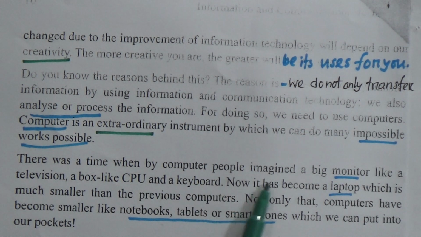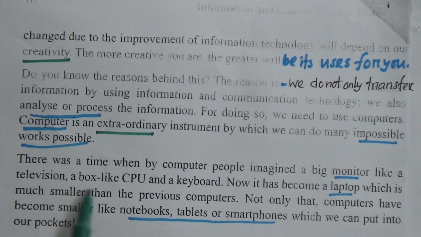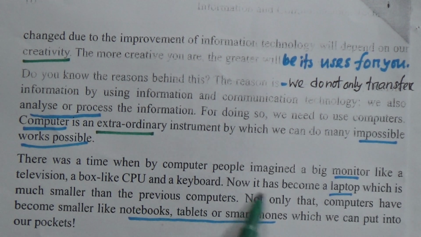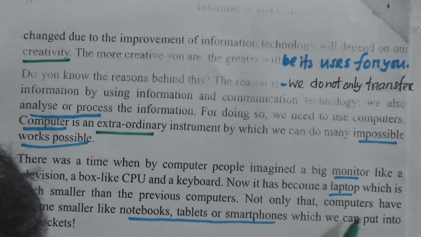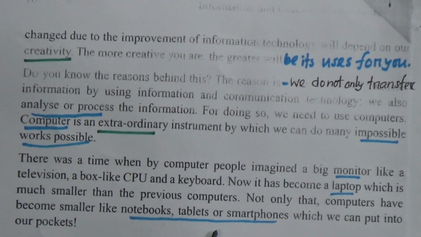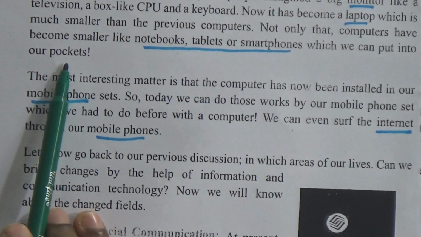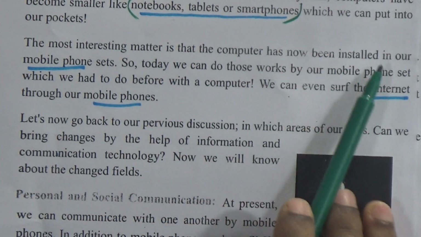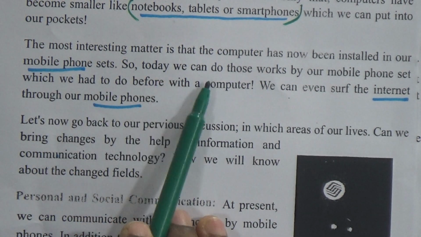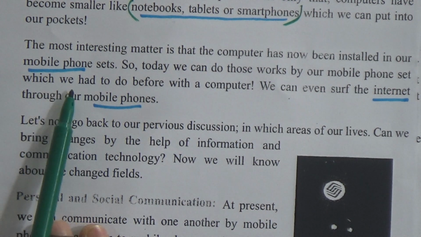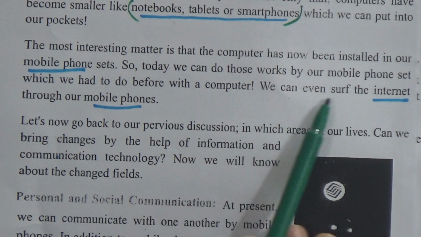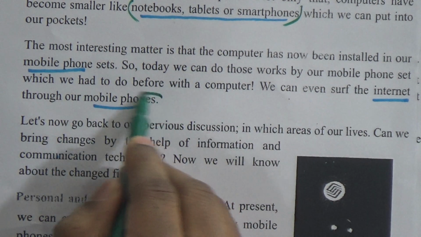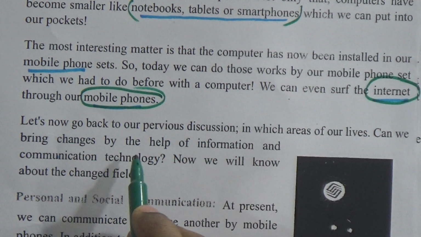There was a time when by computer people imagined a big monitor like a television, a box like a CPU, and a keyboard. Now it has become a laptop, which is much smaller than the previous computer. Not only that, computers have become smaller like notebooks, tablets, or smartphones which we can put into our pockets. The most interesting matter is that a computer has now been installed in our mobile phone sets. So today we can do those works by our mobile phone which we had to do before with the computer. We can even surf the internet through our mobile phones.